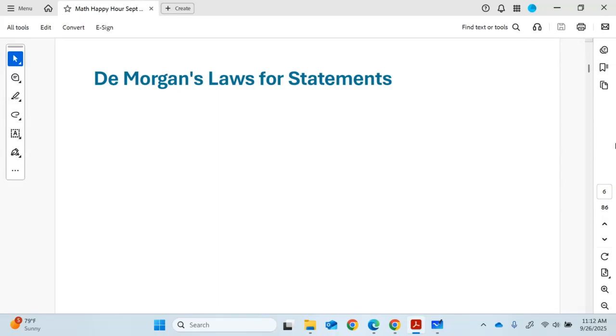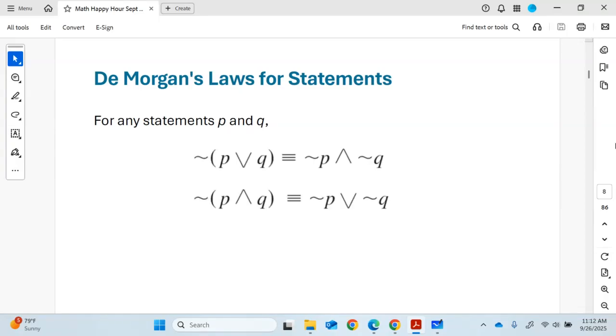Next, De Morgan's laws are actually typical equivalent statements, and I'm going to state it for 2 variables. If you have P and Q, then this is always true. It doesn't matter what the statements are. The negation of P or Q is equivalent to not P and not Q. And similarly, the negation of P and Q is equivalent to not P or not Q.